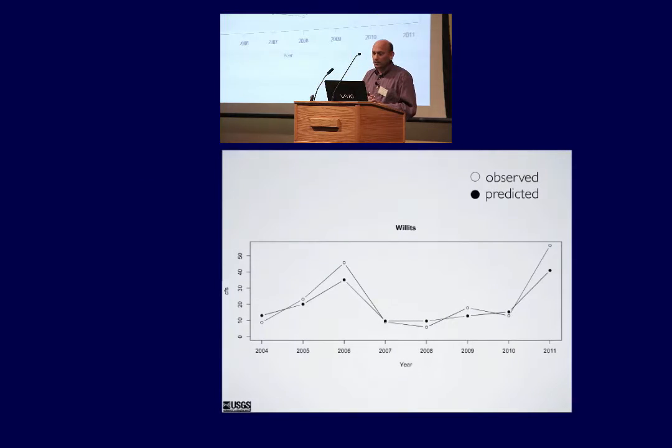Just another measure. So here, again, here's an example of Willets Creek. I'm not sure where that is. Somewhere in California.